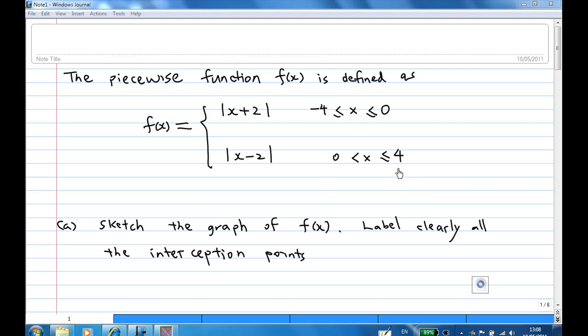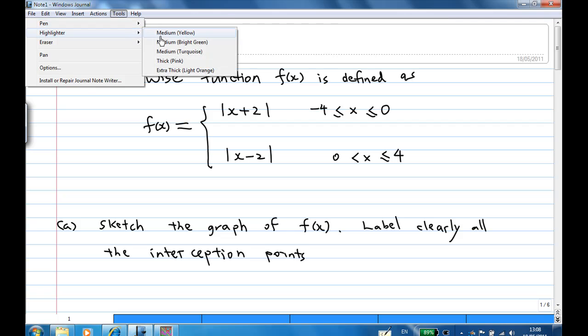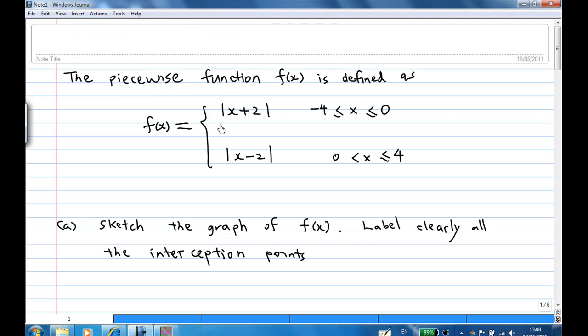Here there are two pieces in this case. We are going to sketch the graph of this function and label clearly all the intersection points. Now, as I mentioned, the graph consists of two pieces. Let's try to focus on the first piece, which is absolute value of x plus 2 for x between minus 4 and 0.